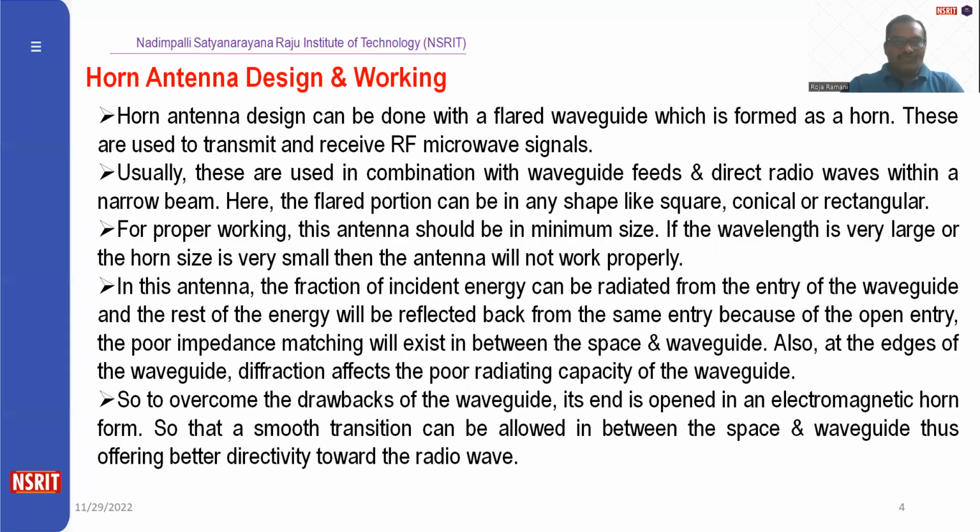In this antenna, a fraction of the incident energy can be radiated from the entry of the waveguide, and the rest of the energy will be reflected back from the same entry because of the open entry. Poor impedance matching will exist between the space and the waveguide. Also, diffraction at the edges of the waveguide affects the poor radiating capacity of the waveguide. So, to overcome the drawbacks of the waveguide, its end is opened in a horn form so that a smooth transition can be allowed between the space and the waveguide, thus offering better directivity towards the radio wave.